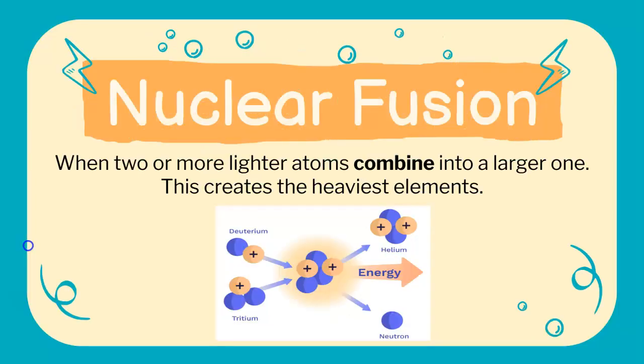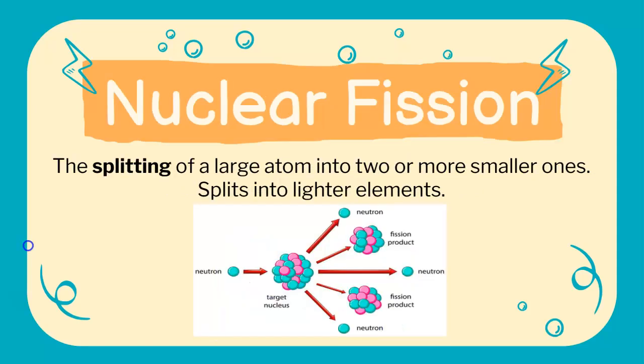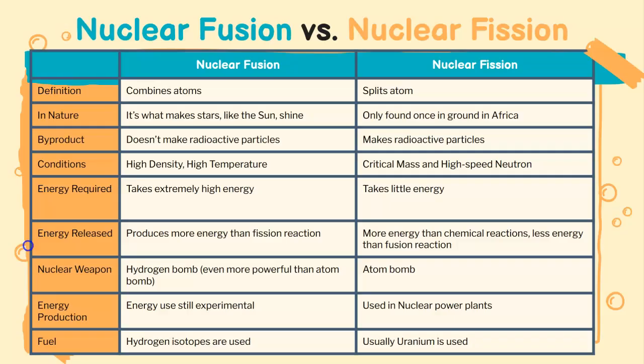Nuclear fusion is when two or more lighter atoms combine into a larger one. This is how the heaviest elements are created. Nuclear fission is when there's a splitting of a large atom and the splitting forms lighter elements. The differences between nuclear fusion versus nuclear fission are: nuclear fusion combines, nuclear fission splits.